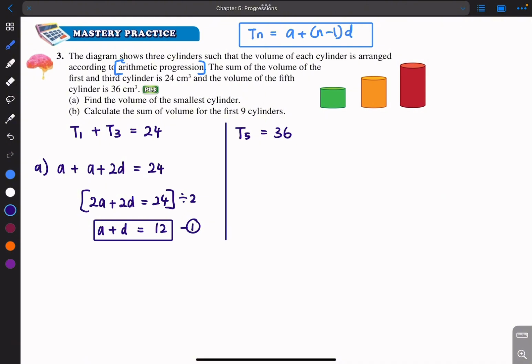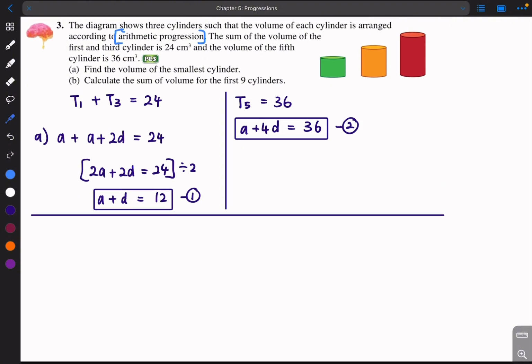Then we have T5 here. T5 would be a plus 5 minus 1d, so a plus 4d equals 36. We can call this equation 2. Done. Now we can solve them simultaneously.